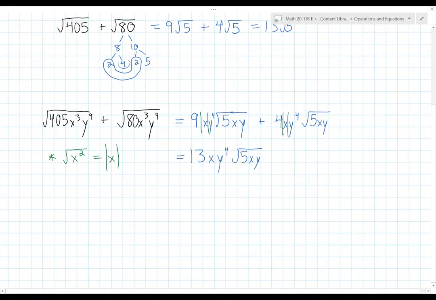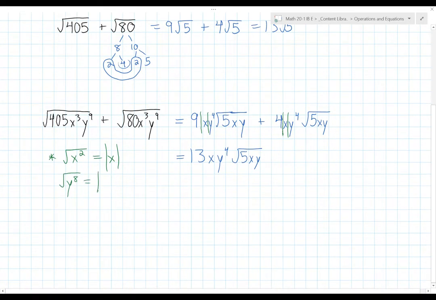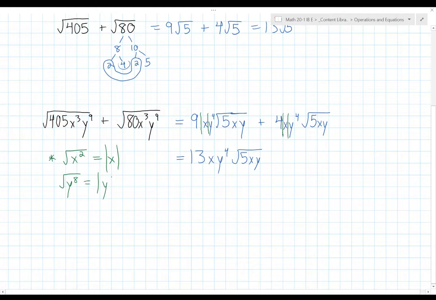Now, that's a nuance that won't always matter. So in your textbook, for example, it doesn't do that. But technically, it is the thing that is correct. I didn't have to worry about it with the y because the square root of y to the power of 8 is, technically, the absolute value of y to the power of 4.